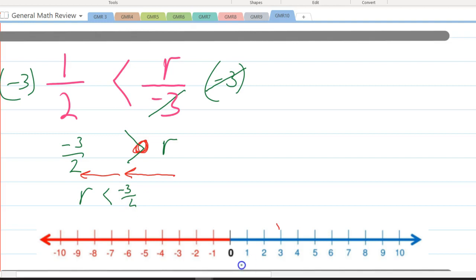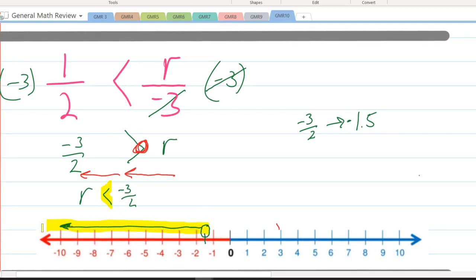Now when I graph this, I probably want negative 3 over 2 to be a decimal. So negative 3 over 2 is the same as negative 1.5. On my graph, I go to negative 1, that's negative 2, so I need to be halfway between. It says less than, so I have an open circle because there's no equal, and the arrow is pointing to the left. Notice this arrow is pointing to the left, so this arrow is pointing to the left.